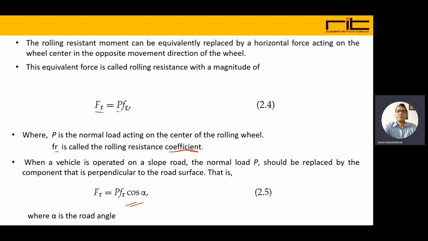When a wheel is operated on a slope road, the normal load P should be replaced by the component that is perpendicular to the road surface. So if it is not on the level, there is a slope, then we have to consider the equivalent load with respect to the slope, and that is nothing but Fr, the rolling resistance, is equal to P into fr into cos alpha, where alpha is the road angle. So we have to consider the road angle, and the cosine of that will give the equivalent rolling resistance parameter.